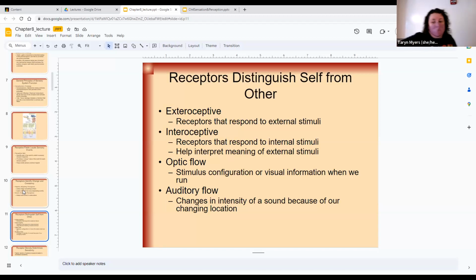So for example, interoceptive receptors can tell us whether we're hungry, right? But that can also tell us whether we're full. So you're at, I don't know, Captain George's, right? And everything looks really good, but your stomach says, whoa, please don't eat anything else, right? And you know to stop.